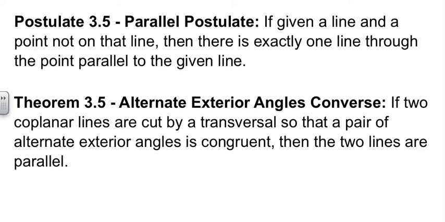Another postulate, postulate 3.5, is a very special postulate to us. It's called the parallel postulate. If we have a line and we have a point somewhere not on that line, I can only draw one line through that point that's parallel to the first line we had.